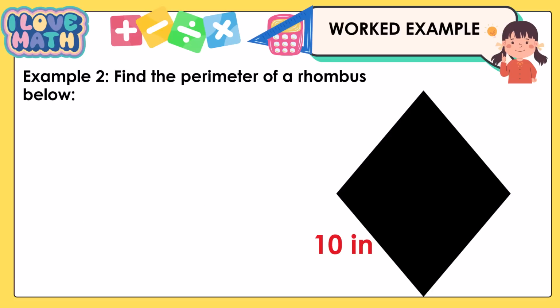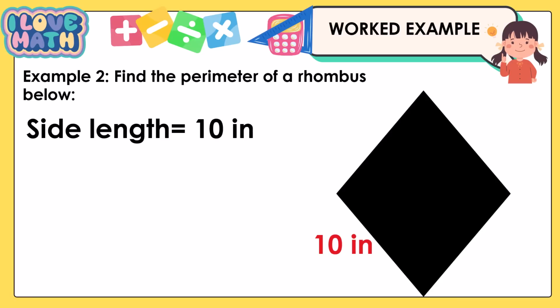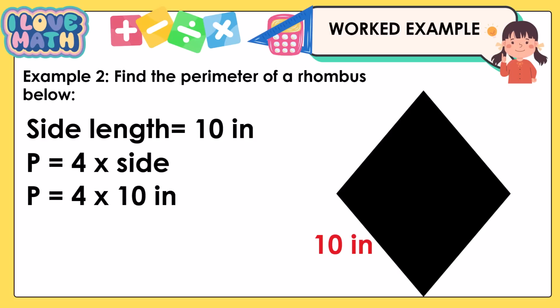Example number 2. Find the perimeter of the rhombus below. Side length is equal to 10 inches. P is equal to 4 times side. P is equal to 4 times 10 inches. P is equal to 40 inches.